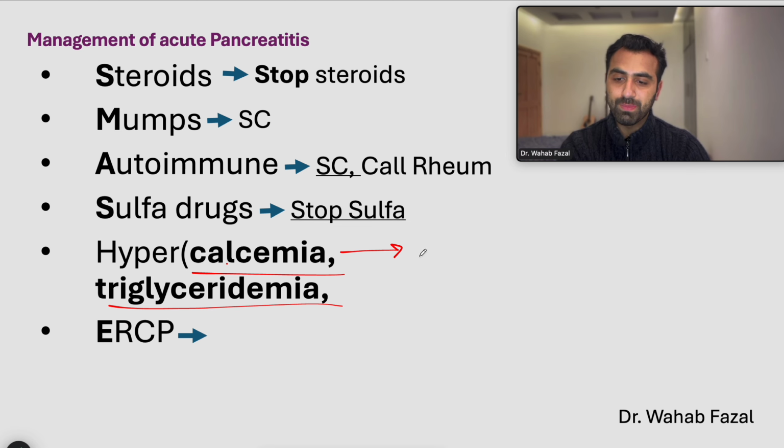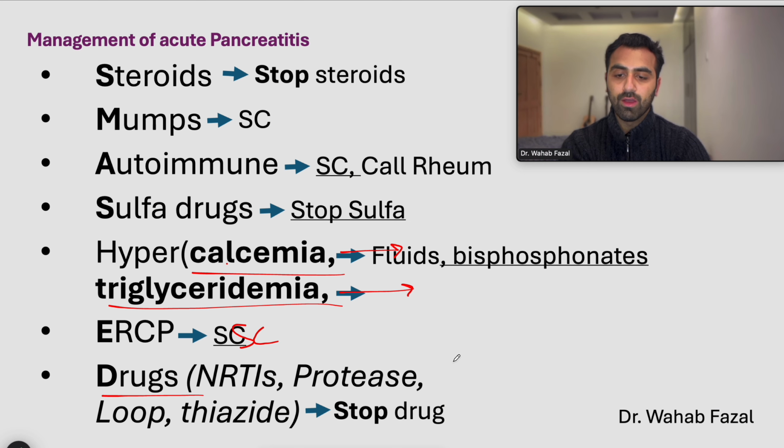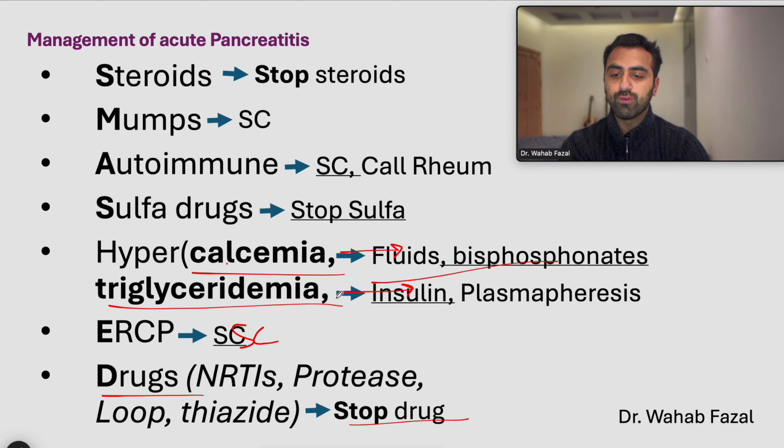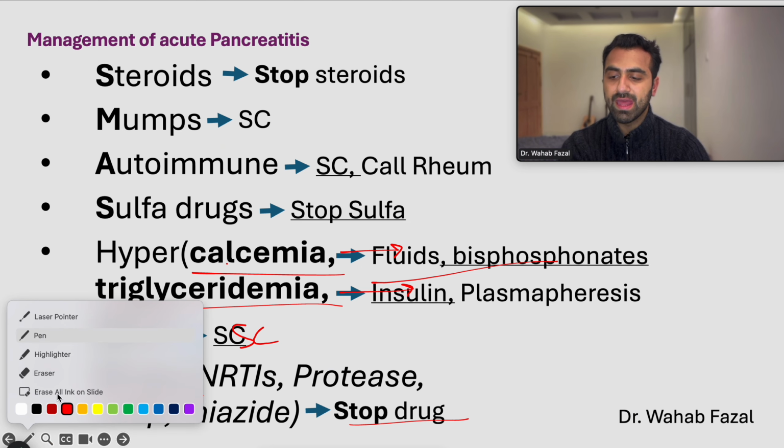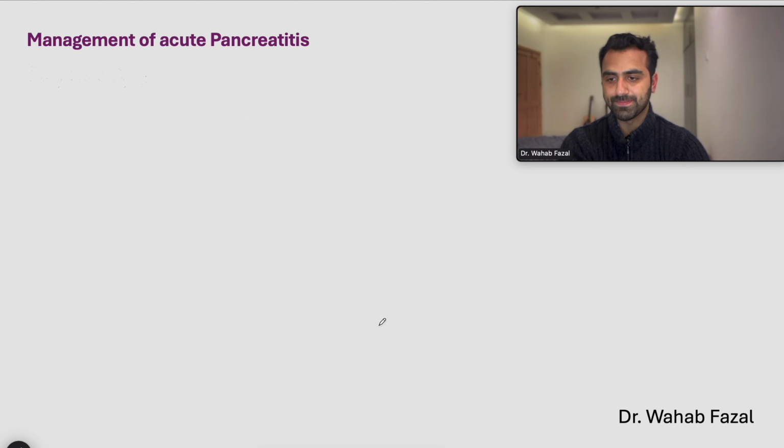Hypercalcemia, you want to get them on bisphosphonates and a lot of fluid. Triglyceridemia, you want to start them on insulin and glucose, but if their levels are very, very high, you want to consider plasmapheresis. ERCP, if it's ERCP induced, it's just going to be supportive care. If it's drug induced, you want to stop the offending agent and start them on supportive care, fluids and bisphosphonates. And for triglyceridemia, it's going to be insulin plus dextrose or plasmapheresis.